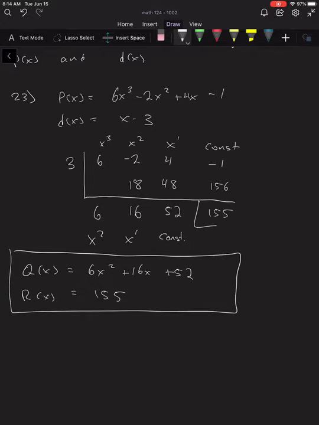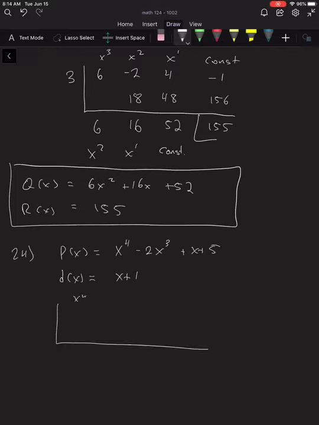Okay, 24. This is giving us that p of x is equal to x to the 4th minus 2x cubed plus x plus 5, and d of x is equal to x plus 1. Okay, so let's fill out our table.